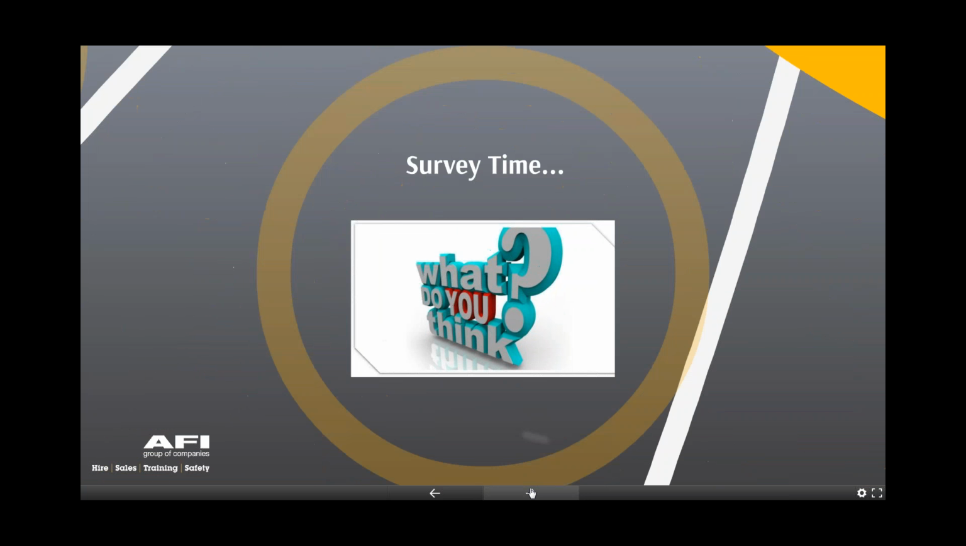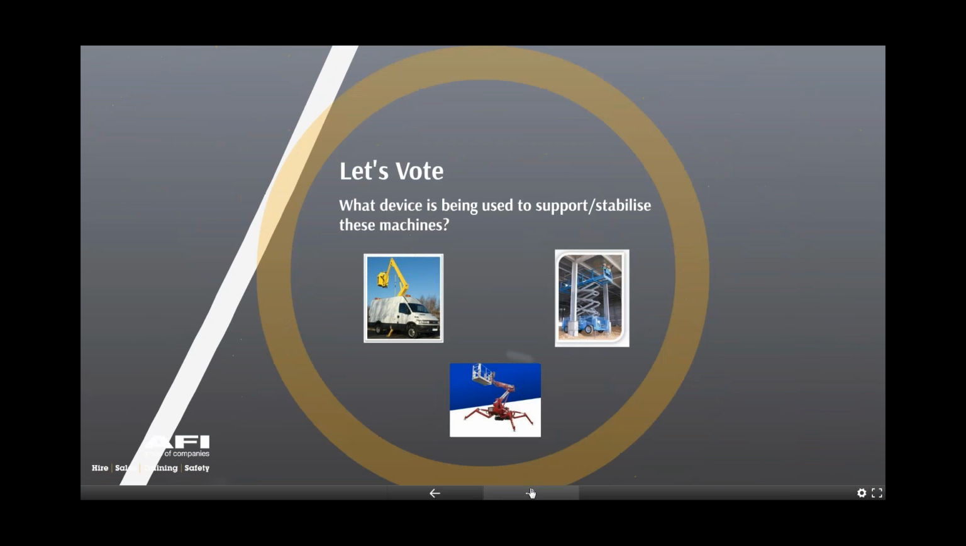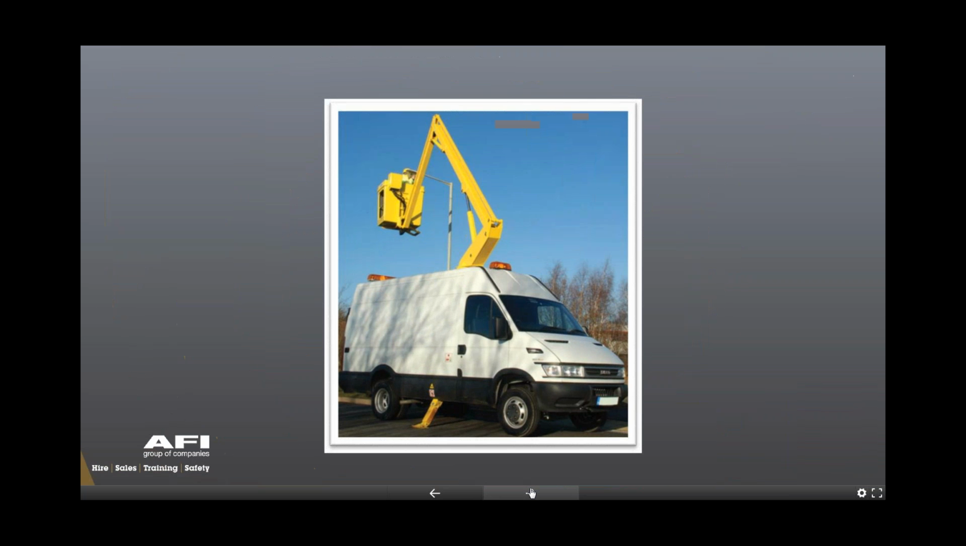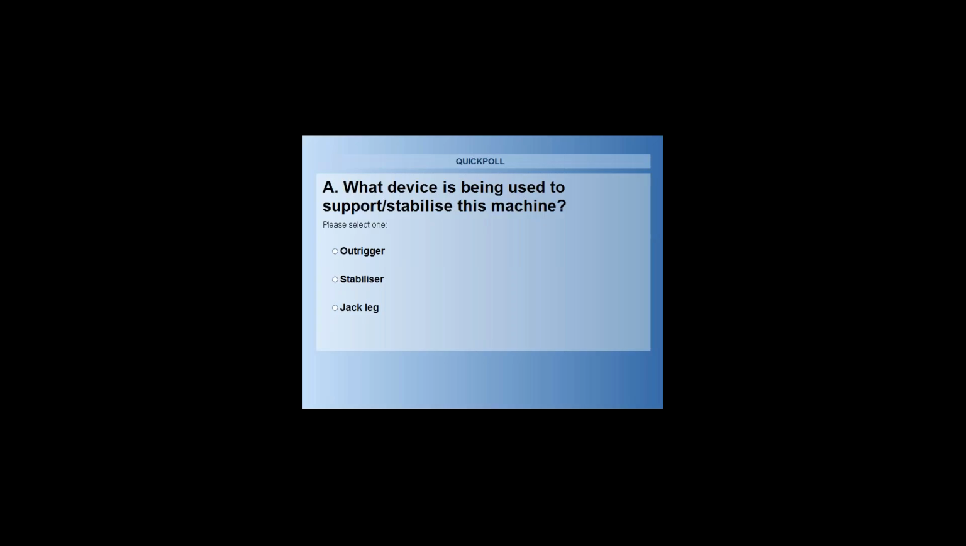Okay, a little bit of a survey time then. What I'm going to show you now is three machines, and I would ask you to select which device you think is being used to support the actual MEWP at the time. I can see it on my screen, you probably can't see it on yours. I'll give you about 30 seconds to tell me which one you think is supporting that.